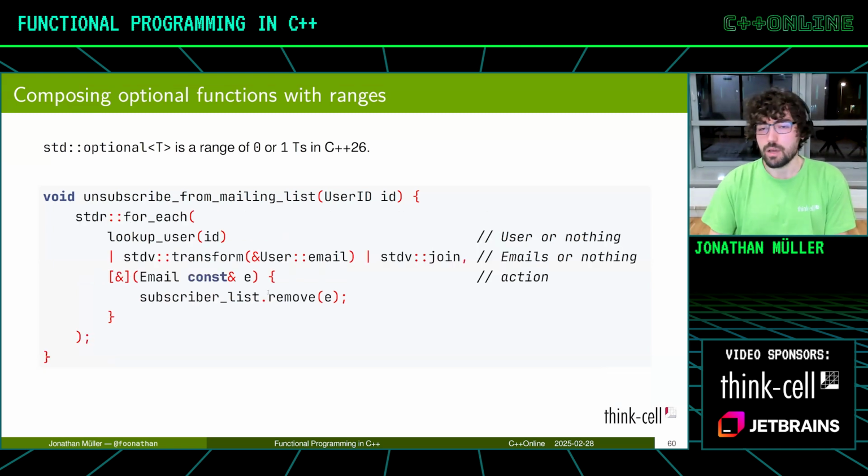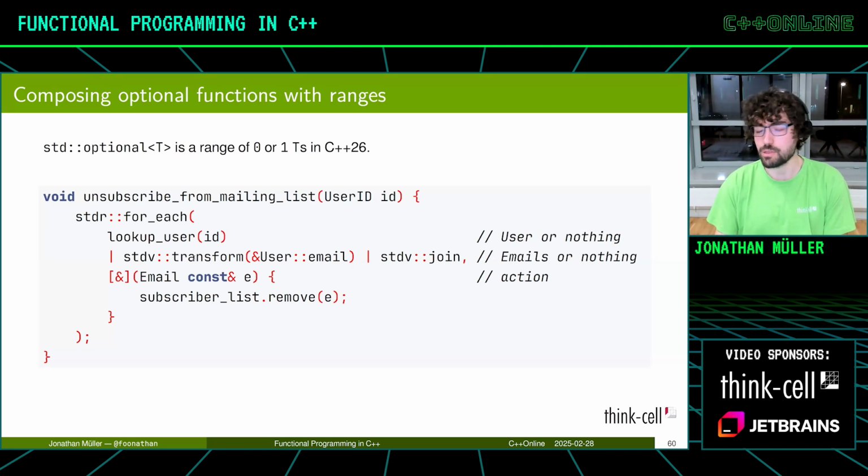And at this point, we can also just go ahead and use the entire range pipeline. So we have our user, it's either a user or nothing, and then we directly use the transform view, because optional is a range. So we use the transform view on the optional to turn it into a range of emails that's either 0 or 1. And then we join. And this pattern of doing a transform and a join is really common. Like we've just seen that with optional before, where we had join and the transform on the optional.